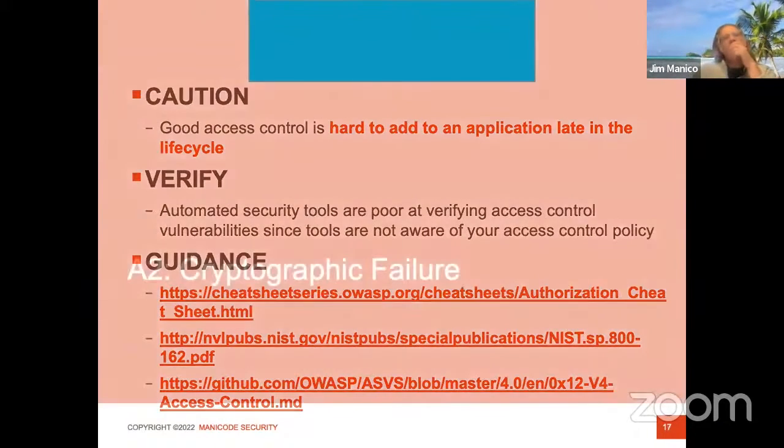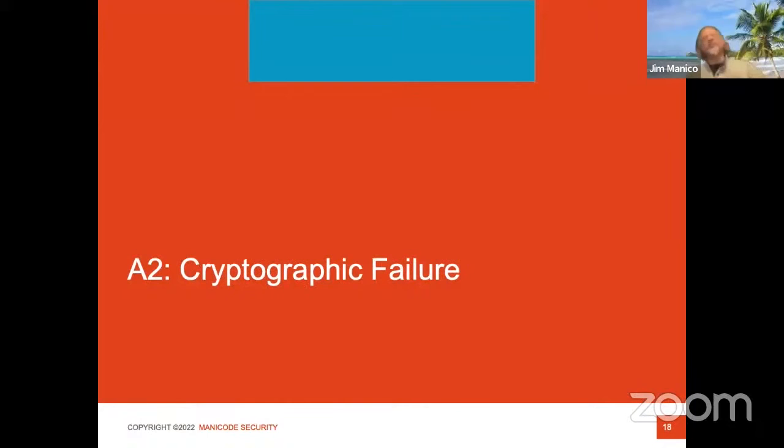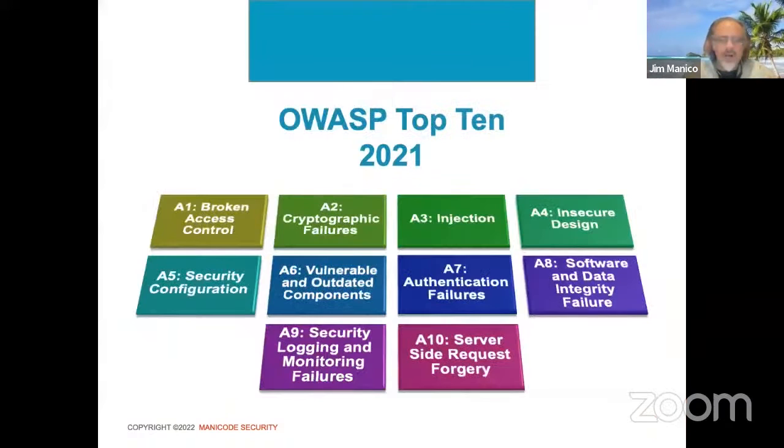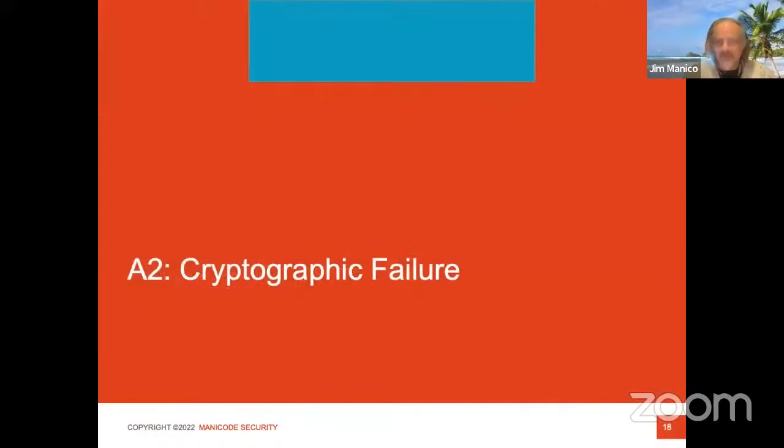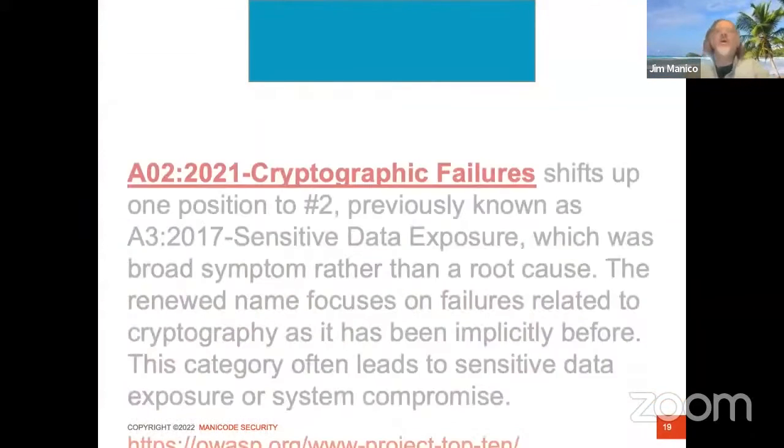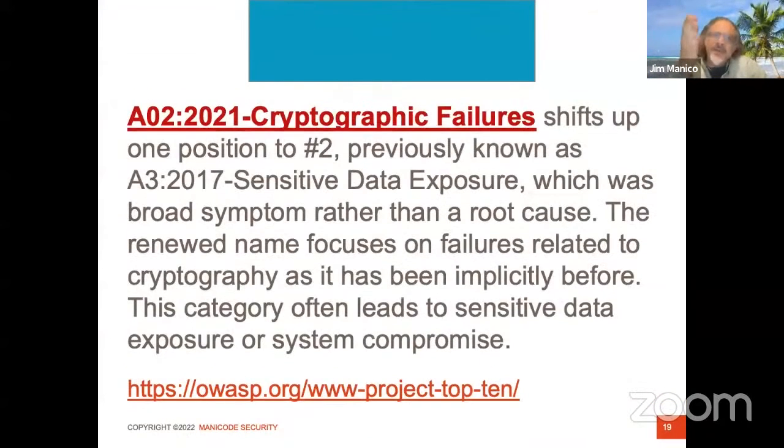Let's move on. A2 is cryptographic failure. We're looking at the OWASP top 10. We're now looking at the second item here, cryptographic failure. Okay, so first of all, this topic number two used to be called sensitive data exposure. That's the symptom, but the cause, what caused this problem, is some kind of broken cryptography.